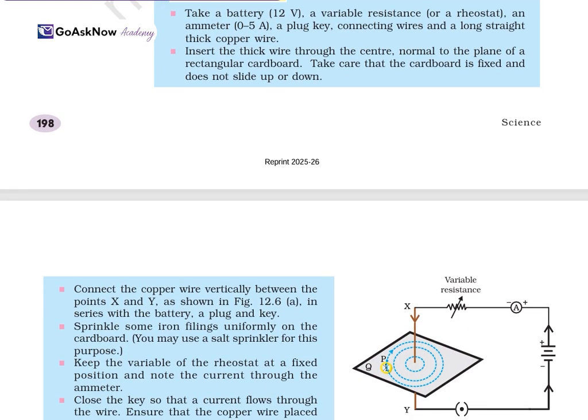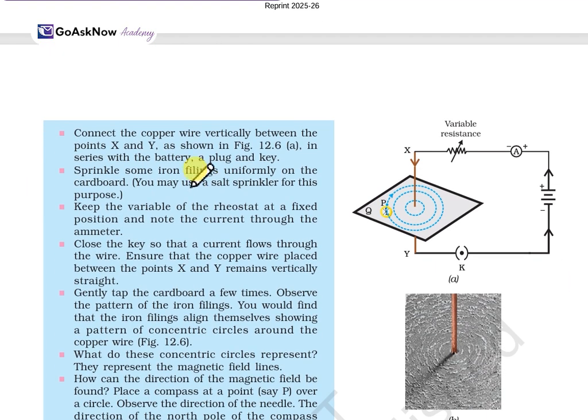In the activity, you will have to take a 12 volt battery, a variable resistance or rheostat, an ammeter with a 0 to 5 ampere reading, a plug key, connecting wires, and a long straight thick copper wire. Insert the thick wire through the center, normal to the plane of a rectangular cardboard. Take care that the cardboard is fixed and does not slip. Connect the wire vertically between the points X and Y, in series with the battery, the plug key, and the rheostat.